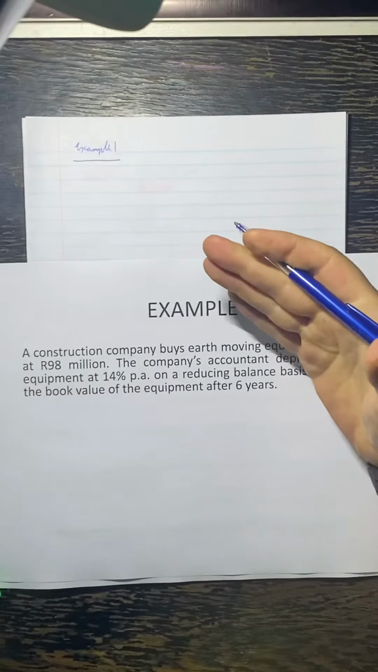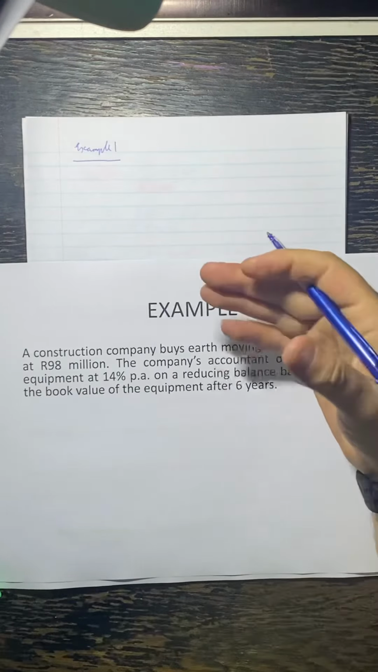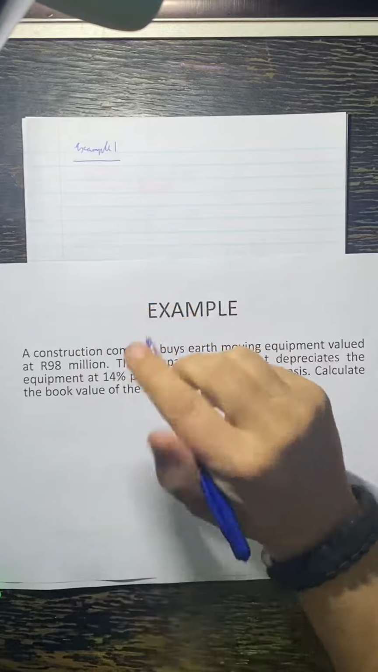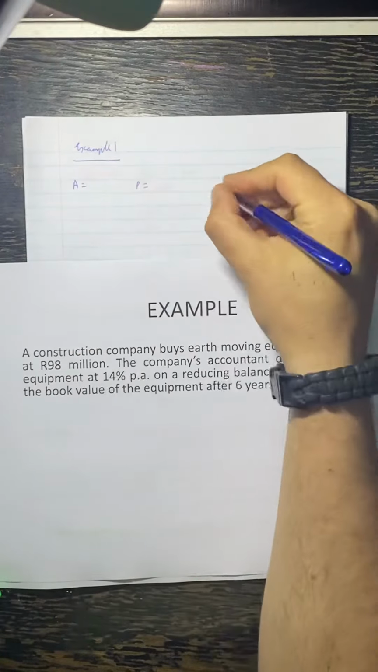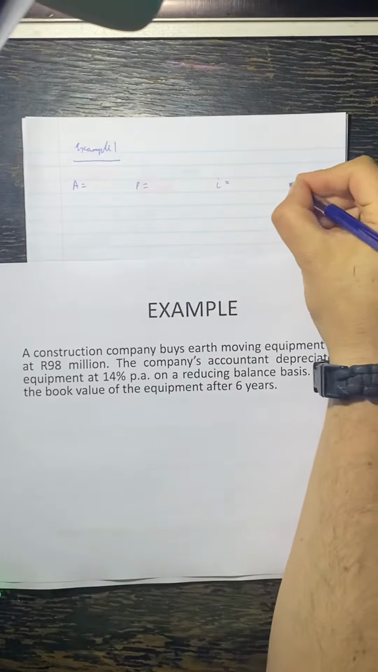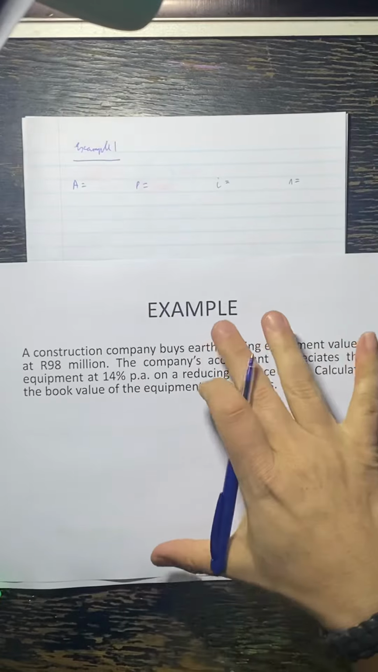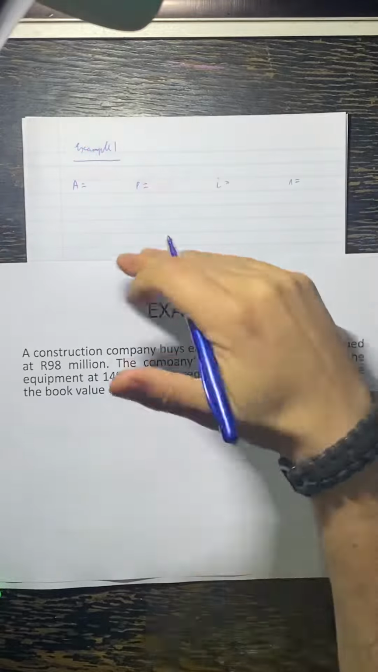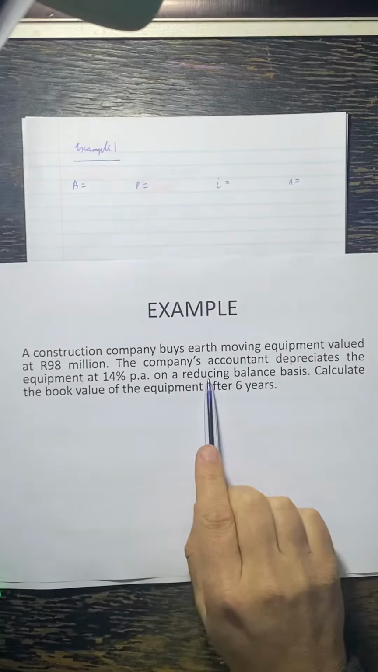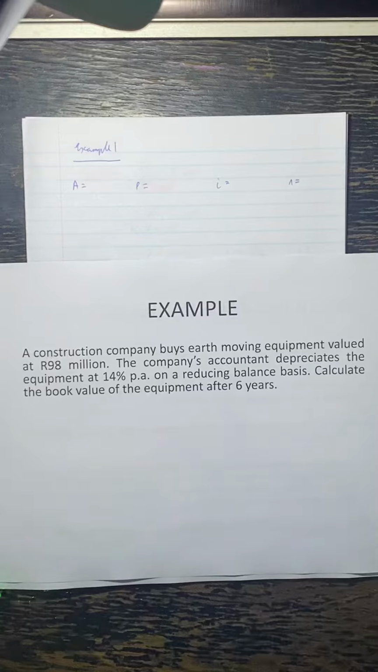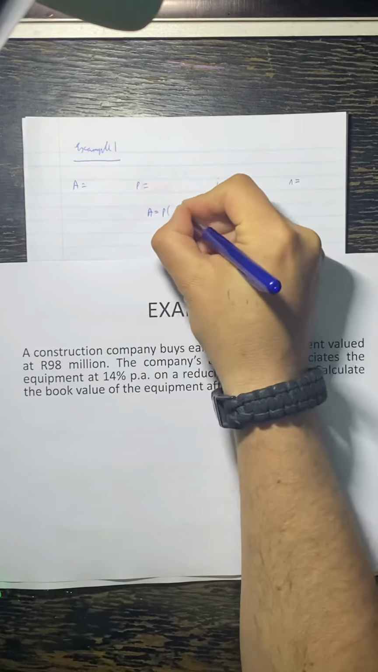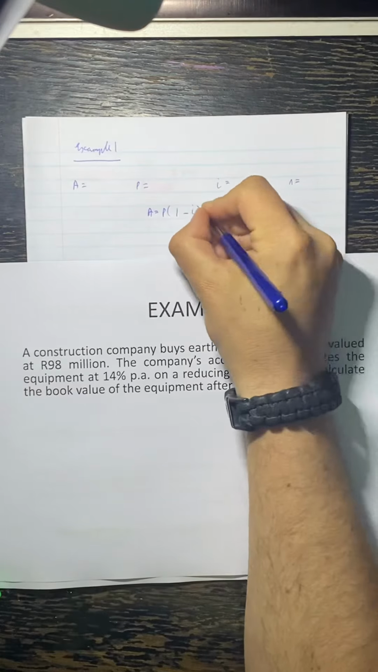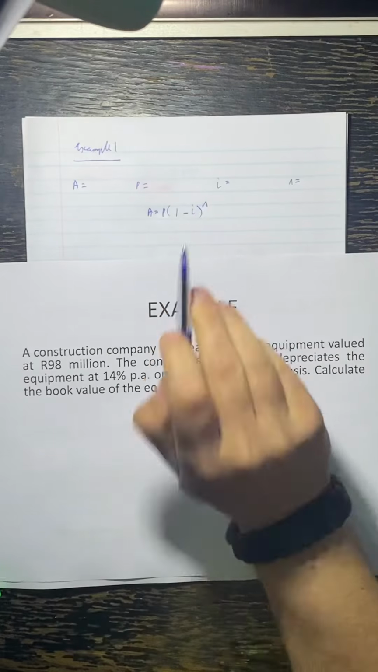Similar to what I did with the simple and the compound interest questions, I like to write up here A equals, P equals, I equals, N equals. Then I extract the information from the question and it's just a case of plugging this into the formula. Now they've told us it's a reducing balance, and remember your reducing balance is similar to your compound interest. So it's A is equal to P(1 minus i) to the power of n. That is the only difference.